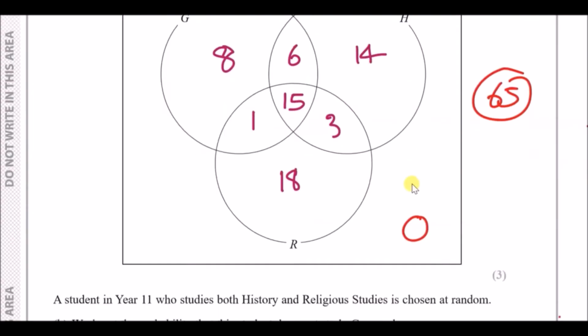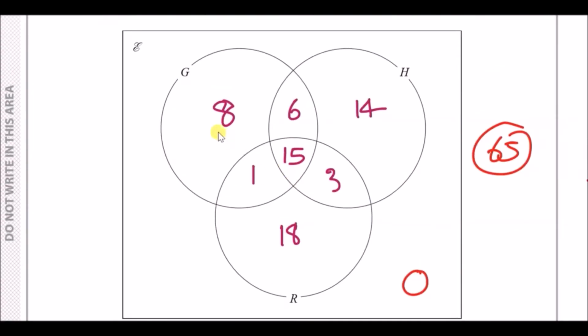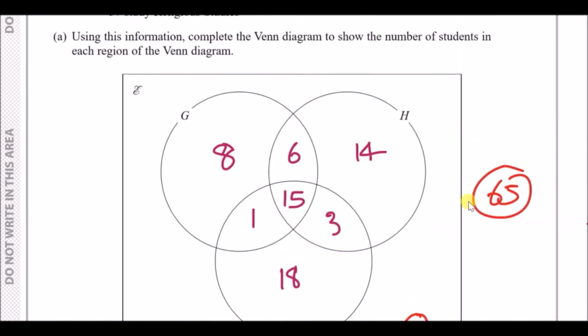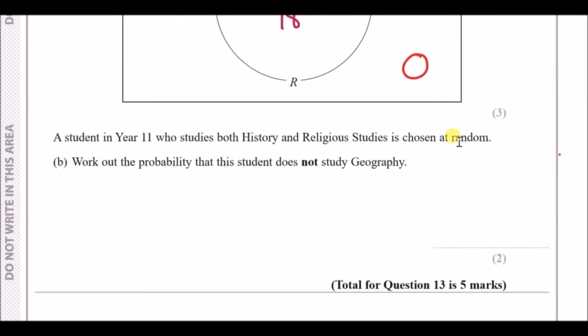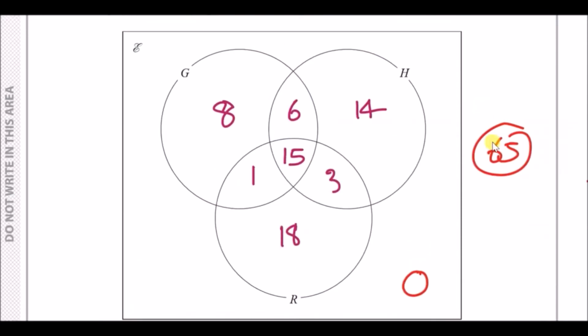So that's it. One thing to note, if you counted every single person here and now have 65, you can never leave it blank. Because if you leave it blank, you'll lose the mark. It's a bit harsh, but that's how it is. But anyway, let's look at the next bit. So a student in year 11 who studies both history and religious studies. So we're talking about only people who study both.